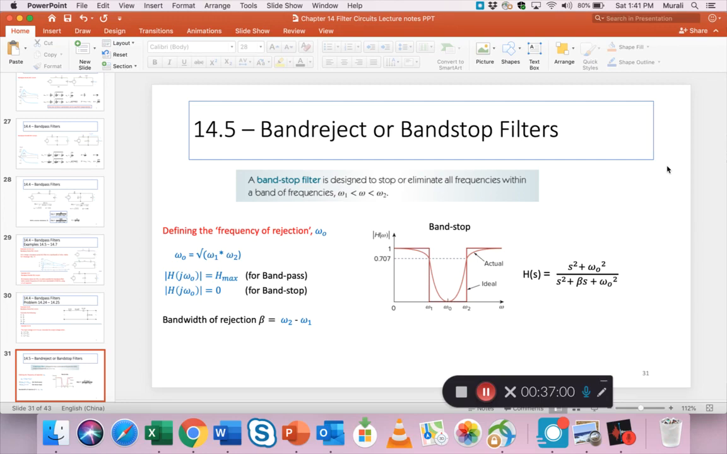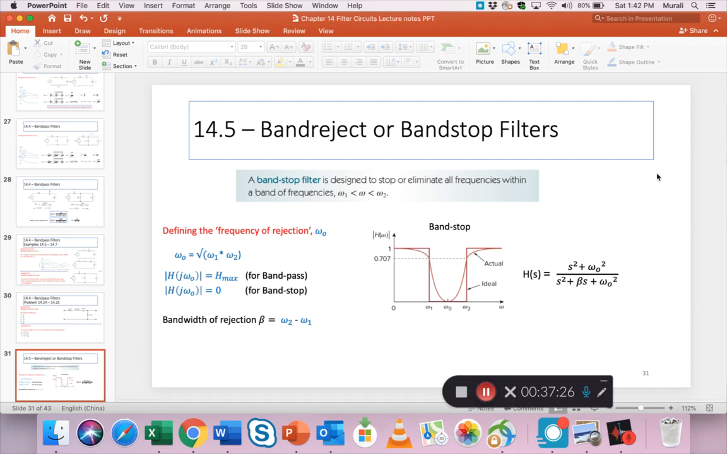So anyway, I'm on band stop or band reject filters, also called notch filters. So lots of names for this. So what's a band stop filter? A band stop filter is designed to stop or eliminate all frequencies within a band of frequencies, so omega 1 less than omega less than omega 2. So in this band, we think we have stopped all frequencies.